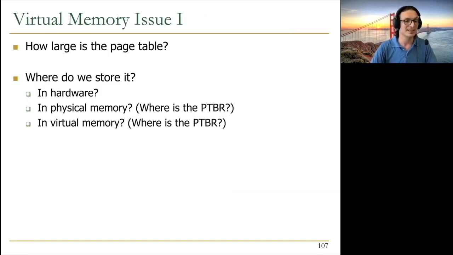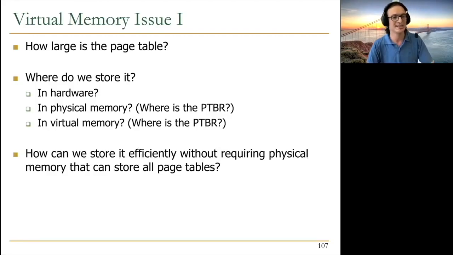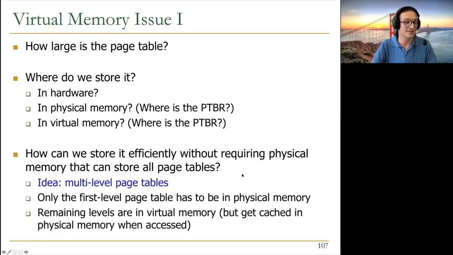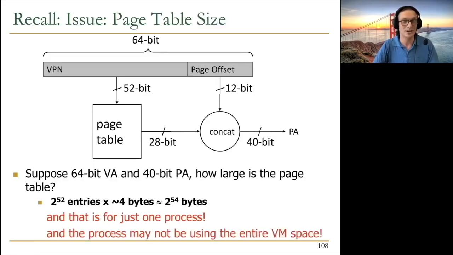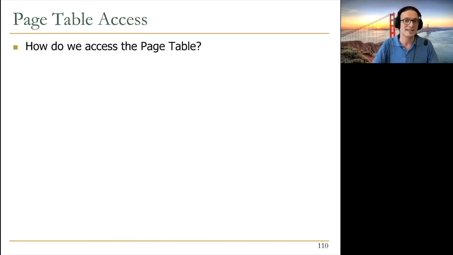Where do we store it? In hardware, physical memory, virtual memory? I think we've already discussed these questions. With multi-level page tables, part of the page table is in physical memory, and the rest is in virtual memory, and some of it is not allocated also. And how can we store it efficiently without requiring physical memory that can store all page tables? And the idea is multi-level page tables, as we have discussed, right? And this is the slide that I'm showing you for the fourth time, perhaps, because we have seen it in the last lecture also. And we've already discussed the solution.